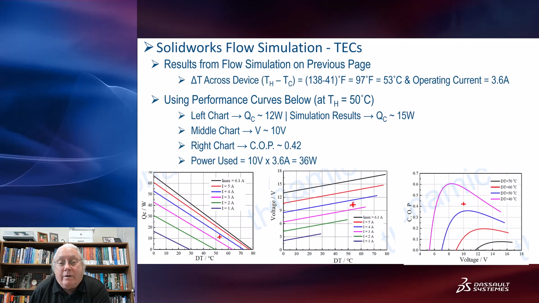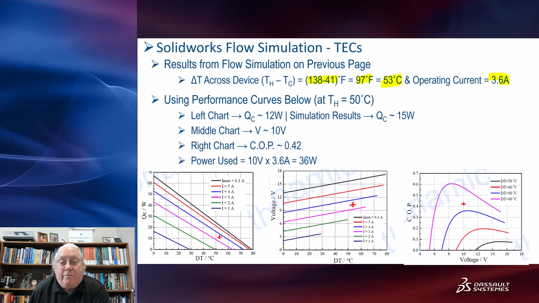And this is how I figure out what power we're using. And so here's those delta T's we saw. So the hot side was 138. The cold side was 41, so that's a delta T of 97 degrees Fahrenheit, which is 53 degrees Celsius. So the delta T across the device was 53 degrees Celsius from the simulation data. We also saw that the operating current was 3.6 amps.